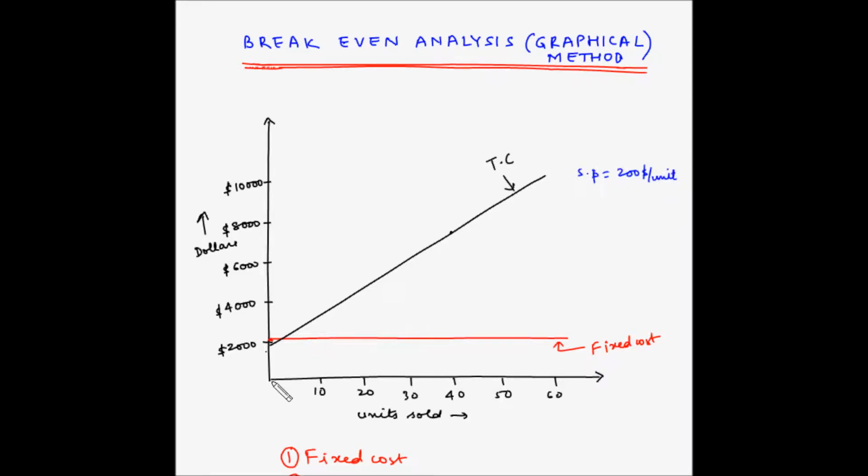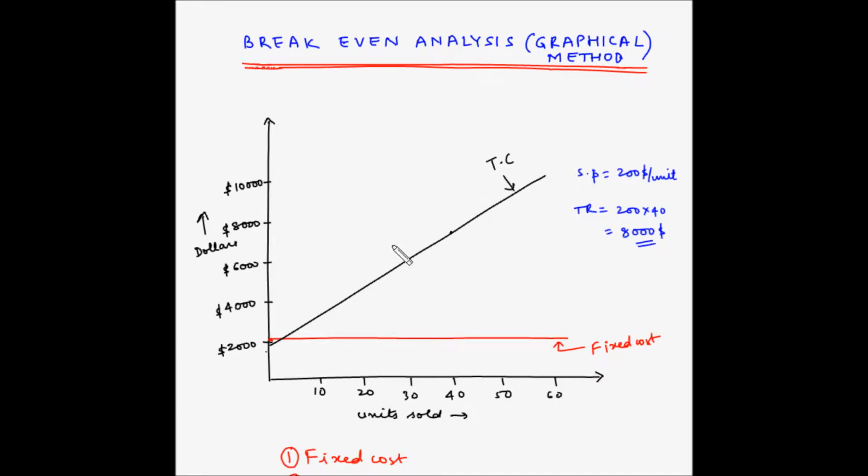So at a point where 0 units are sold, the total revenue will be 0. Now let's find out the total revenue at a point where 40 units are sold. So the total revenue will be equal to 200 multiplied by 40, which is equal to $8,000. So at 40 units sold, the total revenue will be equal to $8,000.